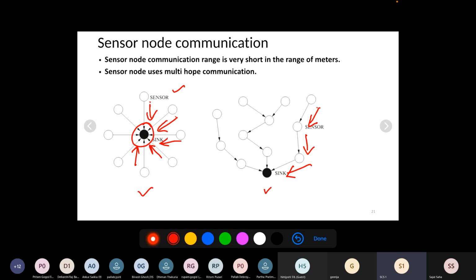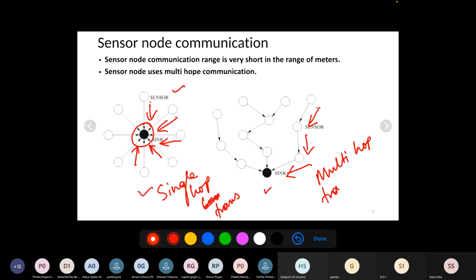Now, which one is preferable? Can you tell me? Because I have discussed it earlier. These questions may come in the exam. So this is called single hop communication, or single hop transmission. And the second option is called multi-hop transmission. You tell me which one is preferable. Shall I go for single hop or multi-hop?